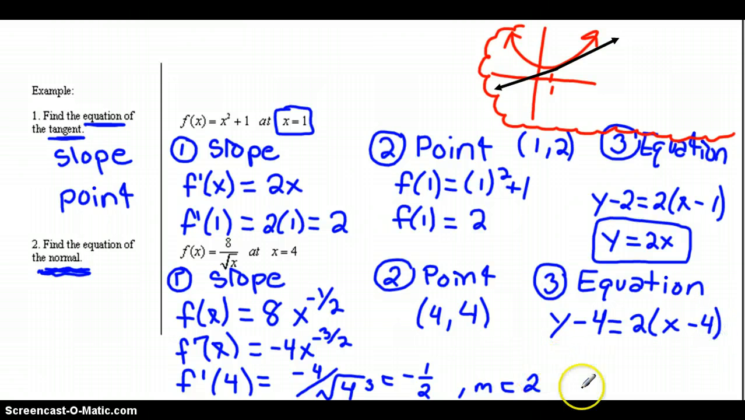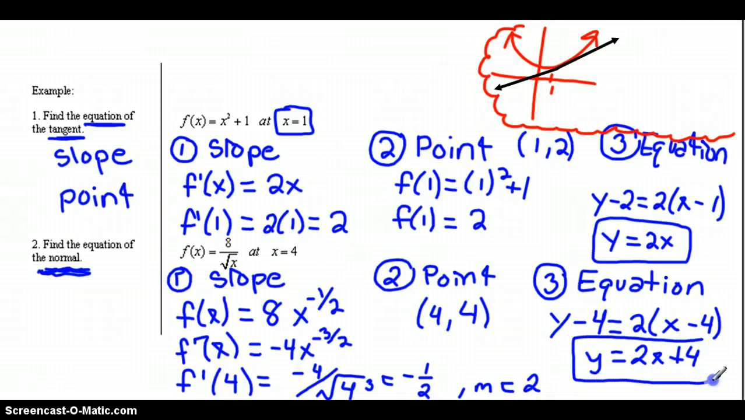All right. Let me see if I can neaten this up a bit. I can distribute my 2, so I have 2x. 2 times negative 4 is negative 8, and if I add this 4 over, I'm going to get positive 4. So y is equal to 2x plus 4. And again, this is the equation of the normal line. So if you graph 8 over square root of x, this line, y equals 2x plus 4, should look like a perpendicular line to your tangent.